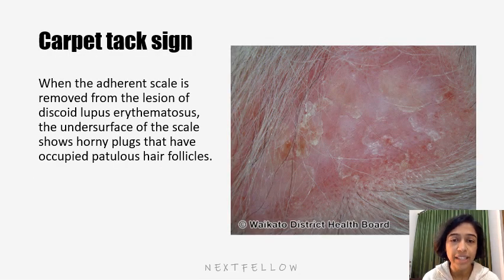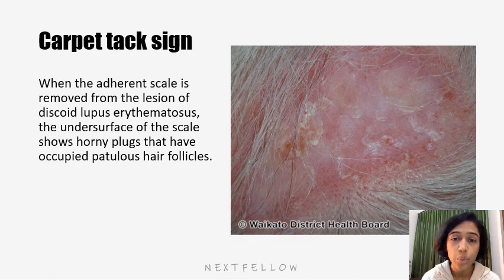So, carpet tack sign. This is a photo of scalp DLE. These photos are very important. It helps you understand easily, and you may even get some photos as exam questions. So you can see these thick, adherent scales. There's inflammation at the borders of the lesion. You can see erythema underlying the scales, and there is alopecia.